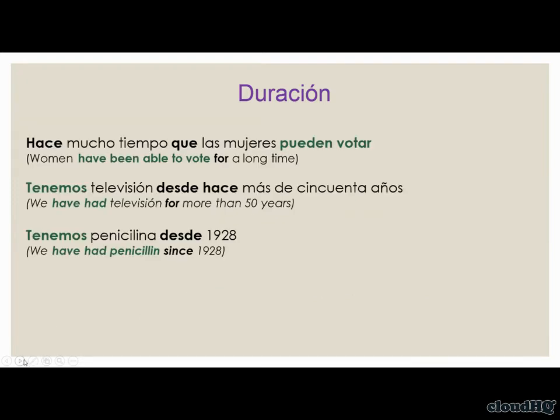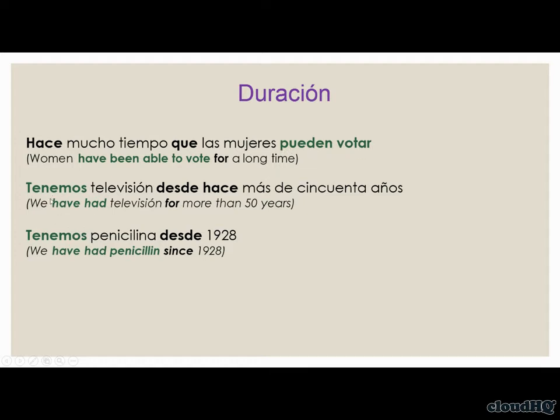Ejemplos. Hace mucho tiempo que las mujeres pueden votar. Women have been able to vote for a long time. So we start with hace. That's the structure that is more different to English. We start with hace, then we need the how long, mucho tiempo, a long time. Que, and then the sentence, the action. Las mujeres pueden votar, can vote, in the present tense.